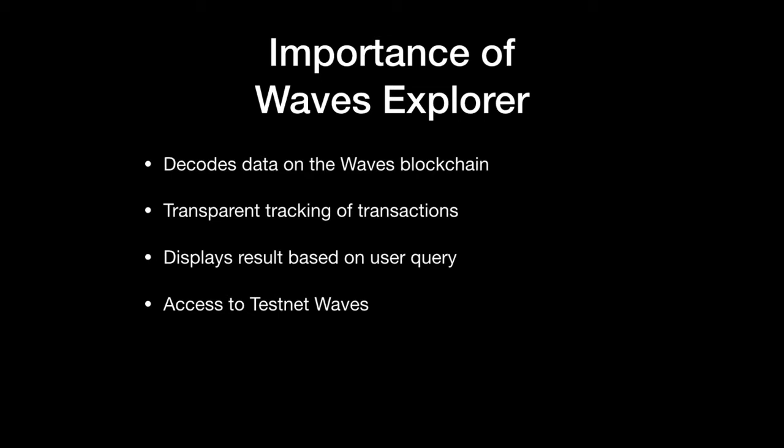There are 16 types of transaction on the Waves blockchain, and any of these transactions can be explored and tracked using the Waves Explorer. Also, on the Waves Explorer, anyone is able to get results and data based on their query. You can query the Waves Explorer using your Waves address, using a transaction hash. You can also query it with an alias, and it will bring up a result that is related to what you are looking for.